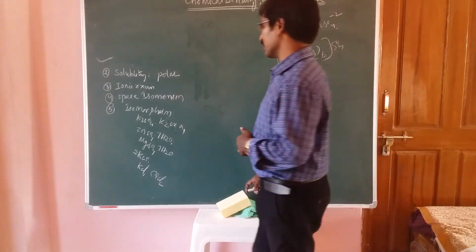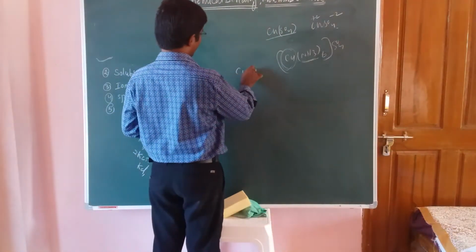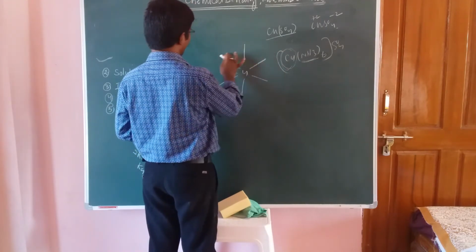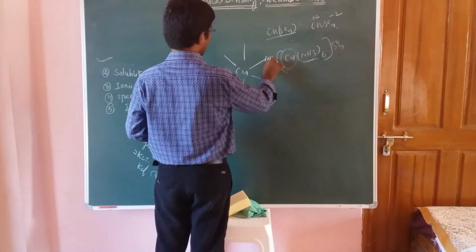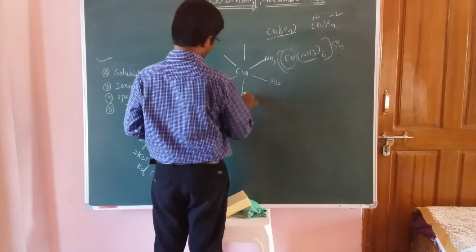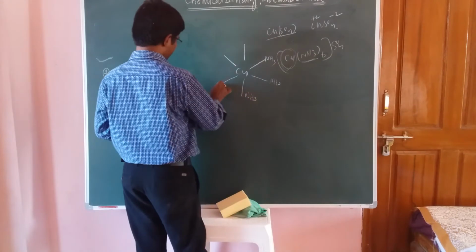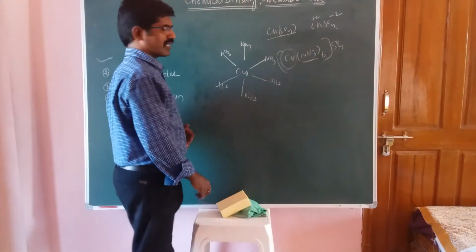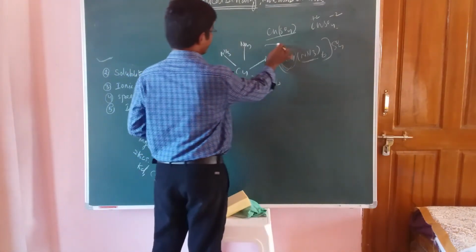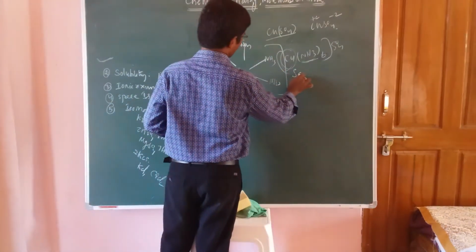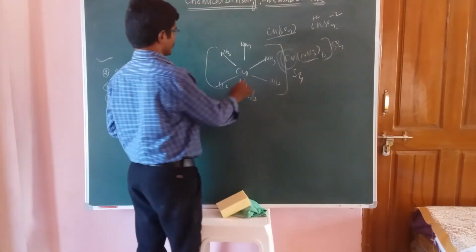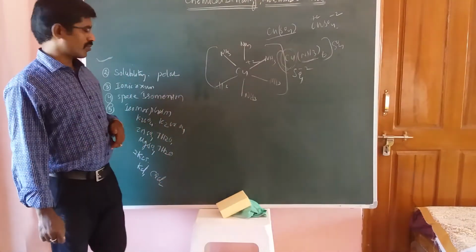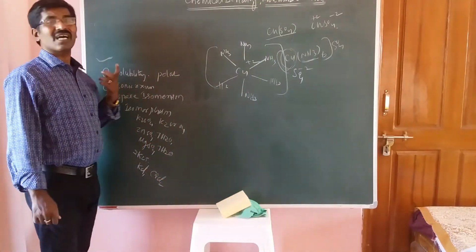Okay students, 6 ligands. If you take the copper, one ligand, another ligand, 1, 2, 3, 4, 5, 6. This one is an NH3 group, and here also an NH3 group, and here also NH3. So these are the NH3 groups. Around this we get the SO4. This is Cu2+ and this is SO4 2-, so this is the ionic compound. That means space isomerism.